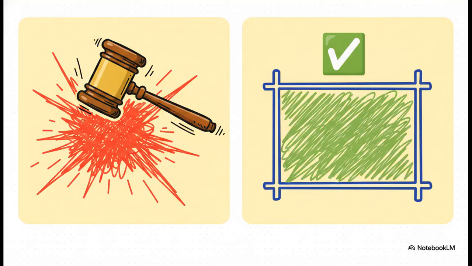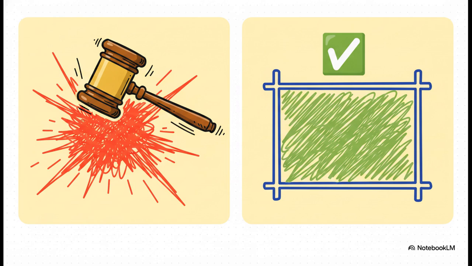Now, we have to recognize a massive difference between arbitrary power and discretionary power. Arbitrary power is totally open-ended. It's an official acting on a whim without any limits, maybe deciding they just don't like you. Courts will strike that down immediately. But discretionary power, that is entirely allowed. Why? Because it operates within identifiable legal limits.